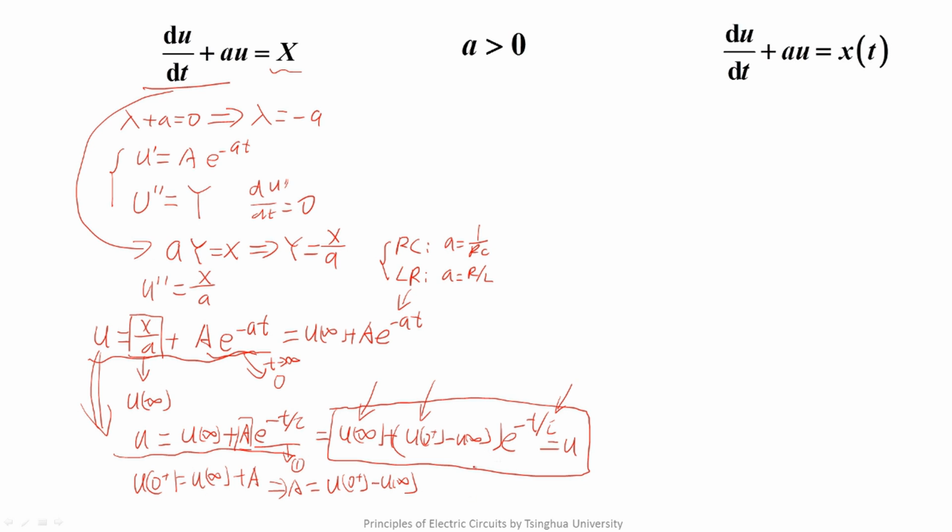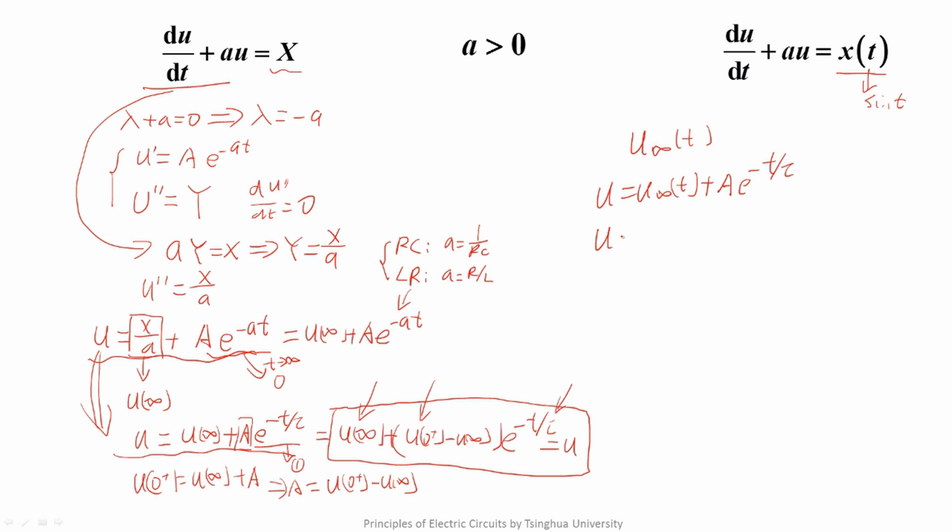Now we make the equation more complicated. The excitation part of the differential equation is not always a constant. That is, circuit excitation is not always a DC source. It can be a sinusoidal signal in the following discussion. In this condition, our derivation is similar to the above. The only difference is U infinite is a function with variable t. Similarly, U equals U infinite of t plus A multiplied by e to the power minus t over tau.